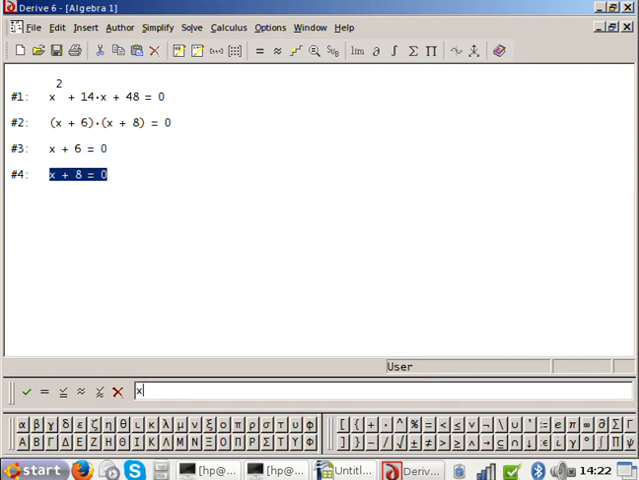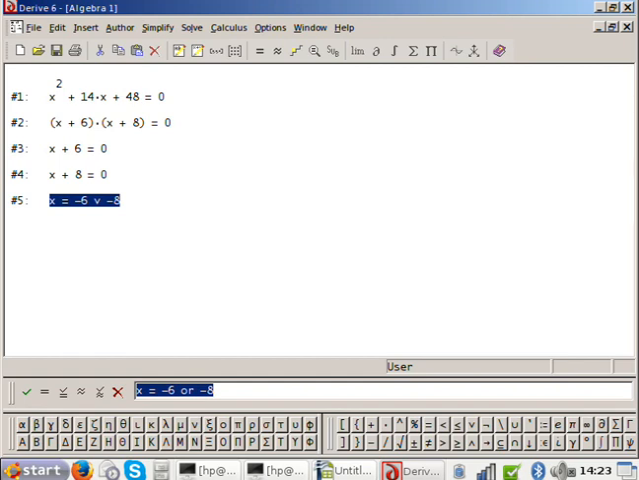Now this is super easy. What's x? Minus 6 or minus 8. x equals minus 6 or minus 8. Which one do I have to choose? Both. These are two answers for x.